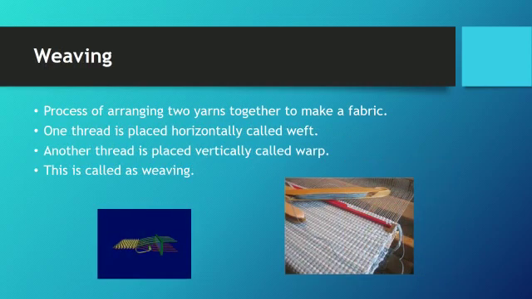Yarn balls either go for the process of weaving or for the process of knitting. So what is weaving? Weaving is a process of arranging two types of yarns together. One thread is placed horizontally, called weft, and another thread is placed vertically, called warp. So to weave a fabric, we need two different types of yarns.